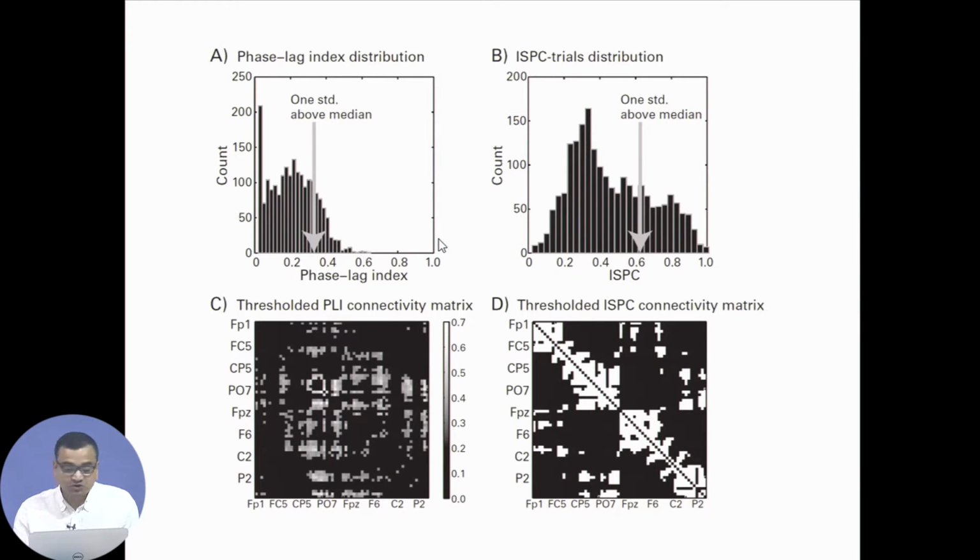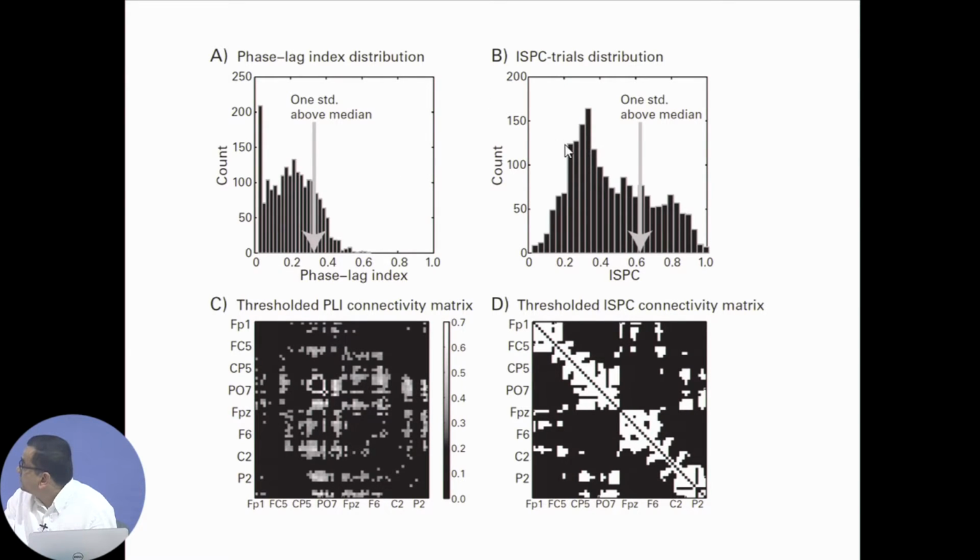So this is just to show you, this is taken from Cohen's book. This is the distribution of, in this case, the phase lag index. It doesn't matter which index you use, it depends on your choice. So this is the distribution, this is where 1 standard deviation above the median lies, and this value is your threshold, and you apply it on your connectivity matrices here.